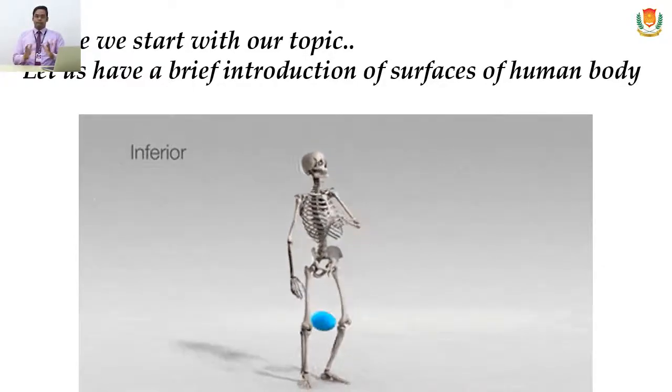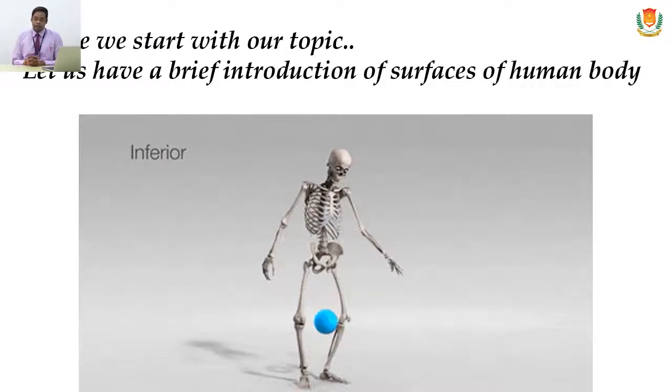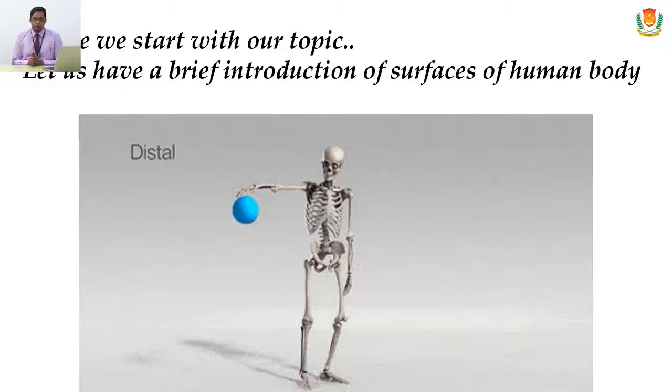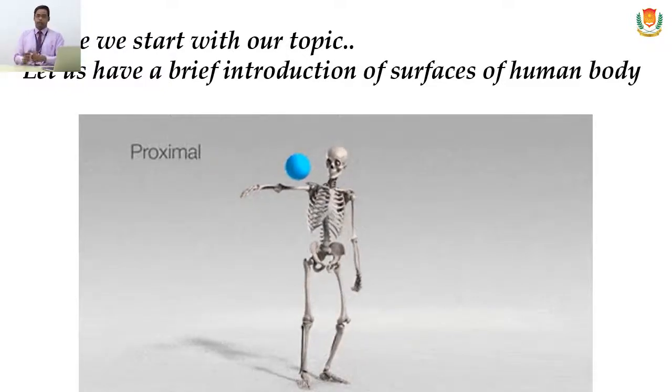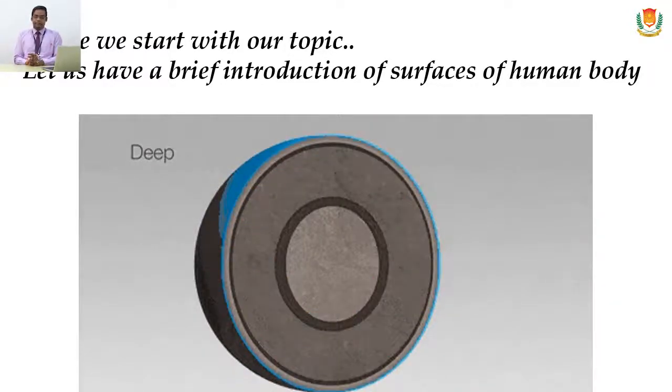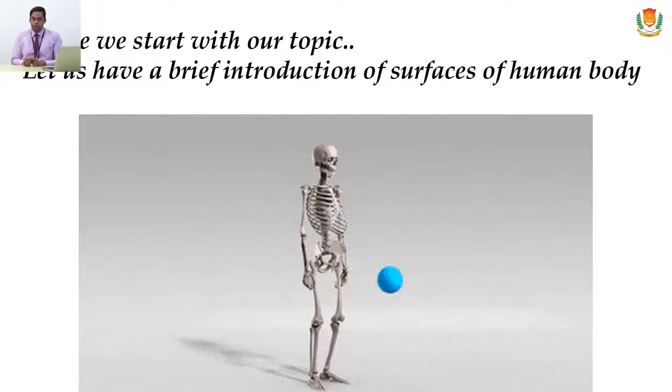So these are the different surfaces that I'll be talking about during the whole lecture today. The surface which is away from the joint that is connecting is called distal, and towards the joint that is connecting is called proximal. Now it is very easy for us to understand that the surface lying inside is called deep, and what is lying outside is called superficial.